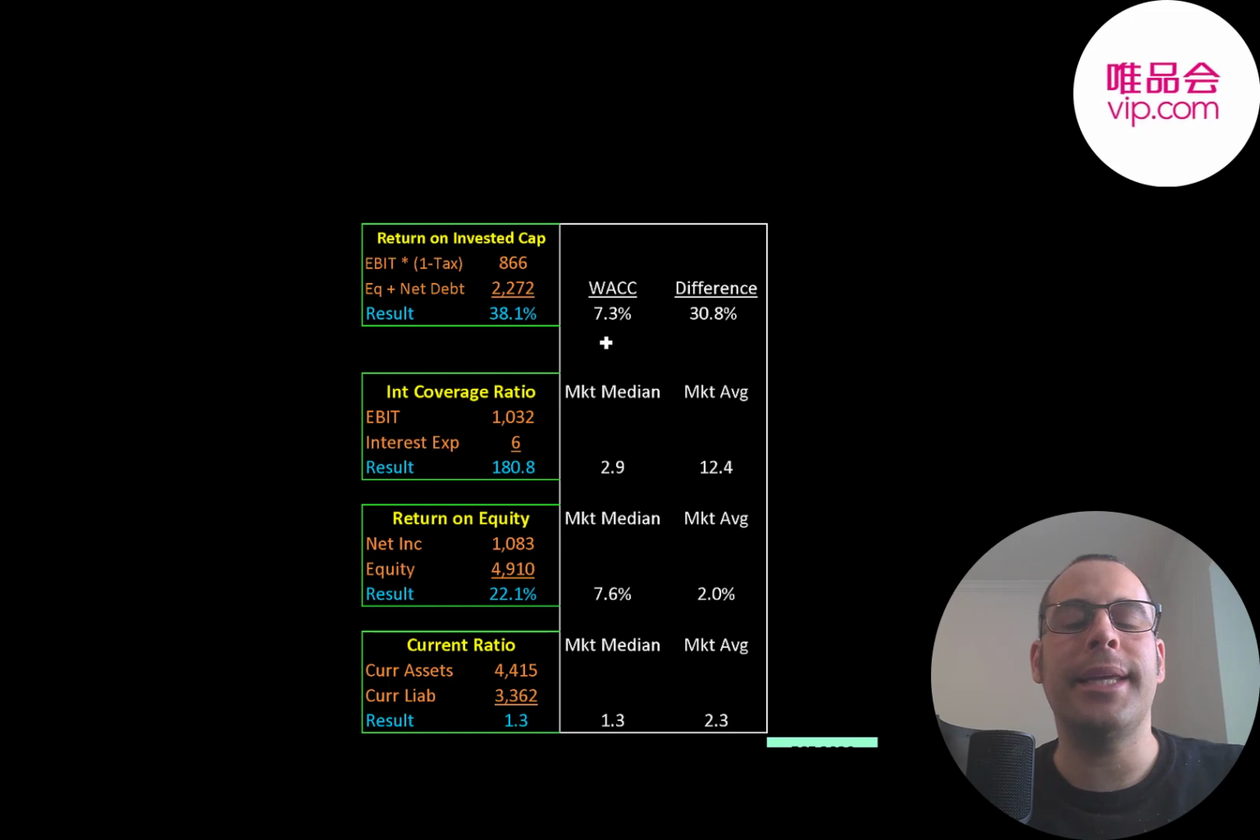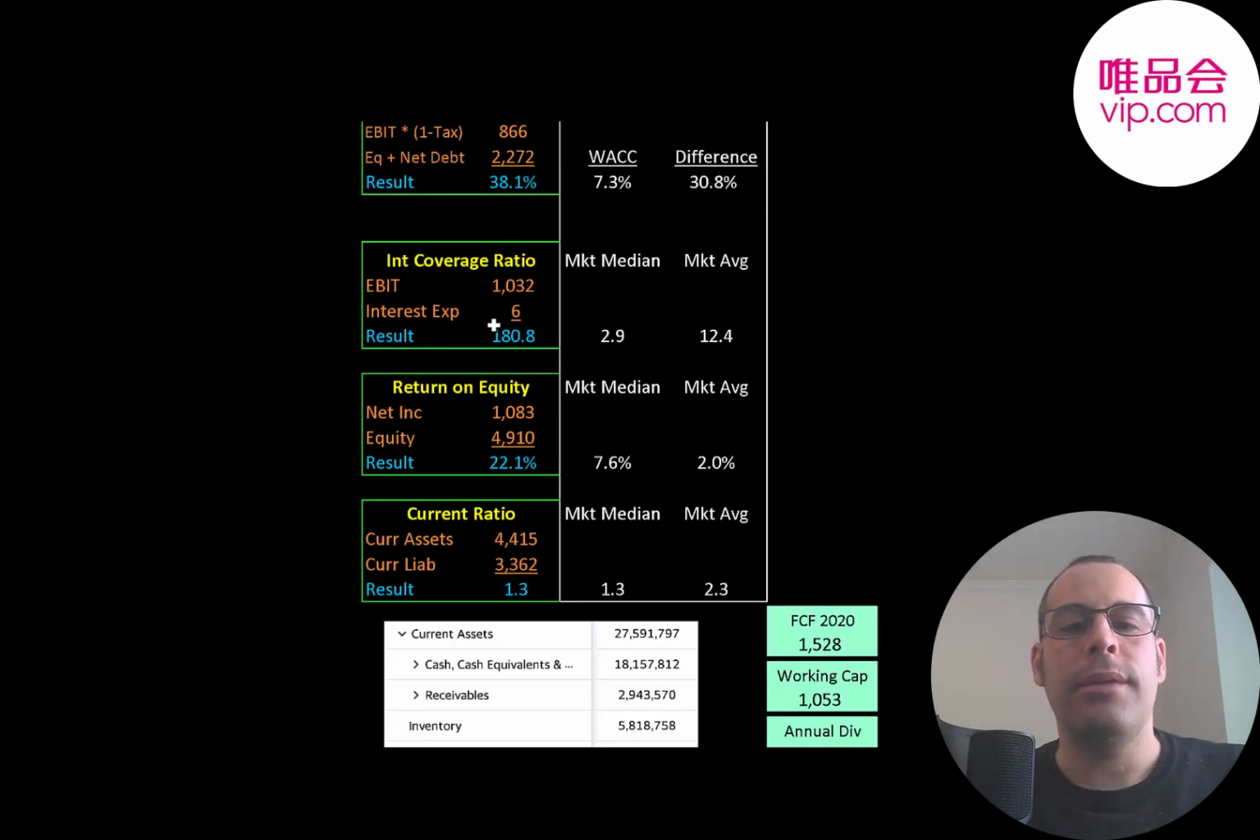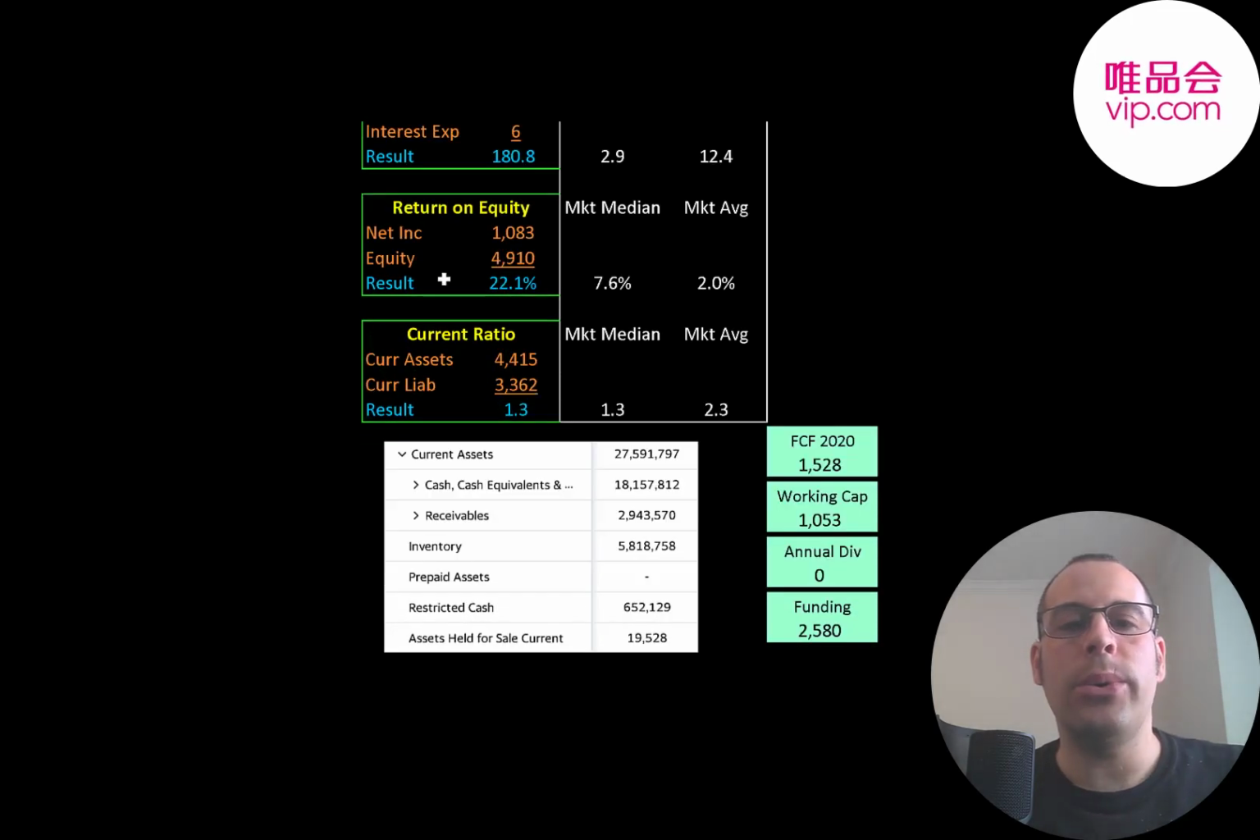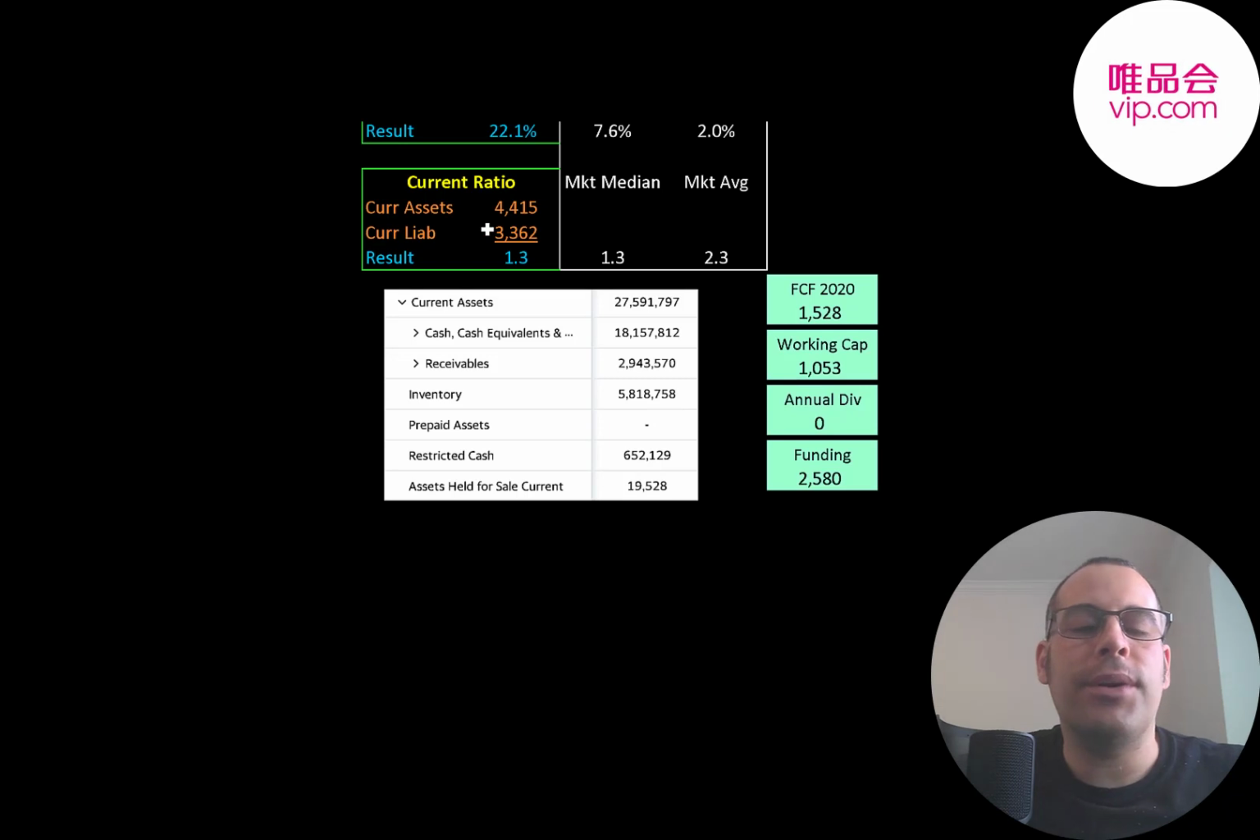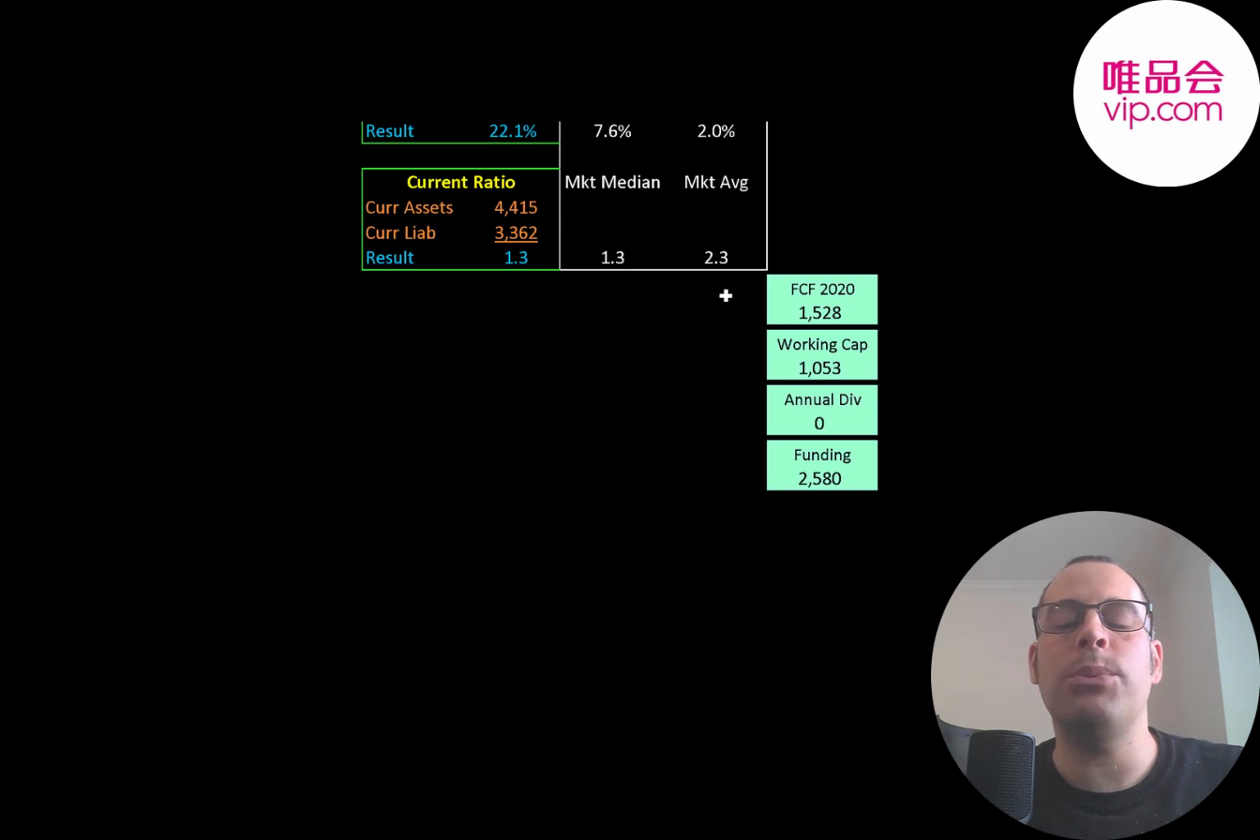Their return on invested capital is 38%. That's a really amazing ROIC. They have a really high interest coverage ratio since they have low debt. They have a great ROE at 22%. And they have a good current ratio at 1.3. Their current assets are 18 billion yuan of cash, 2.9 billion of receivables, and 5.8 billion of inventory. So the company is well capitalized.